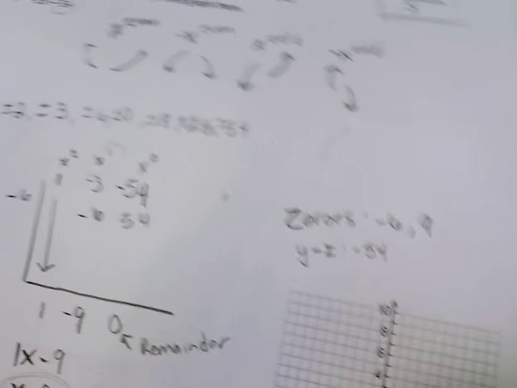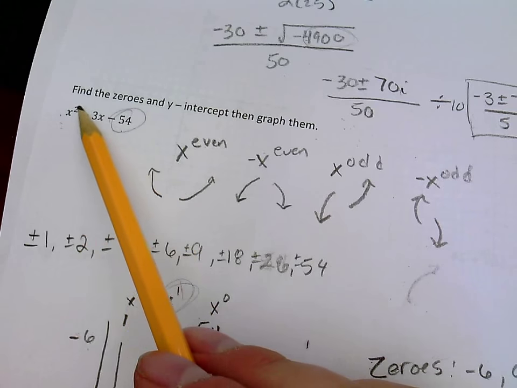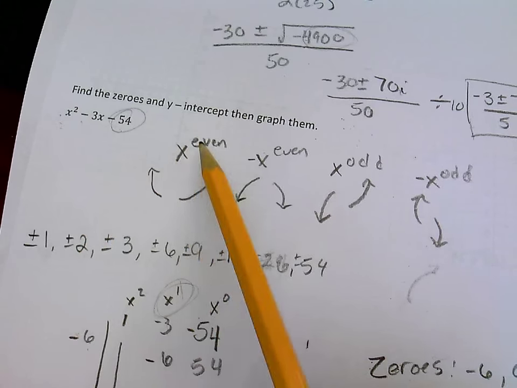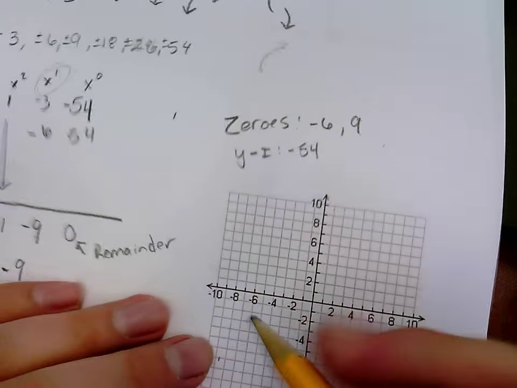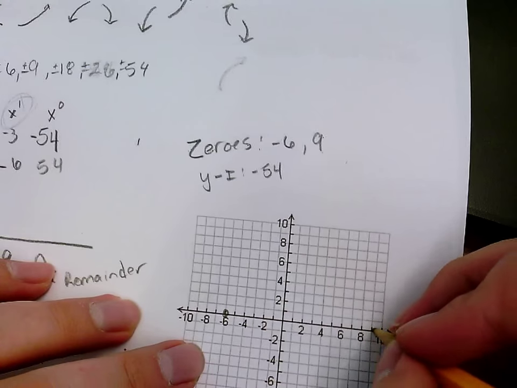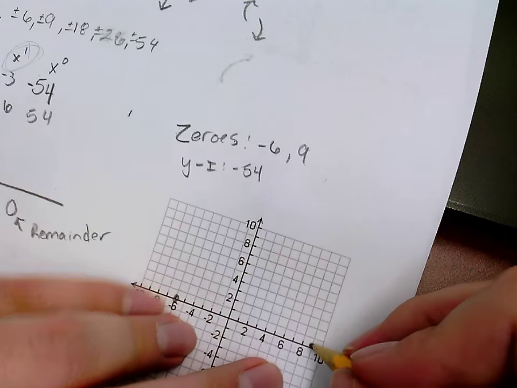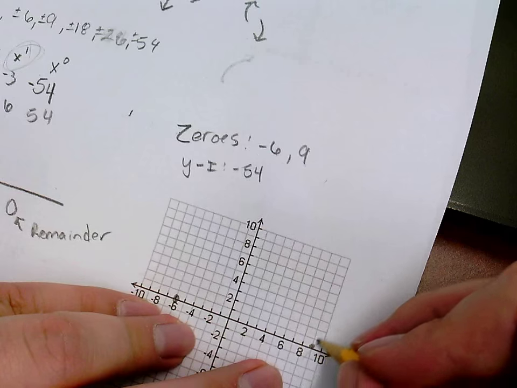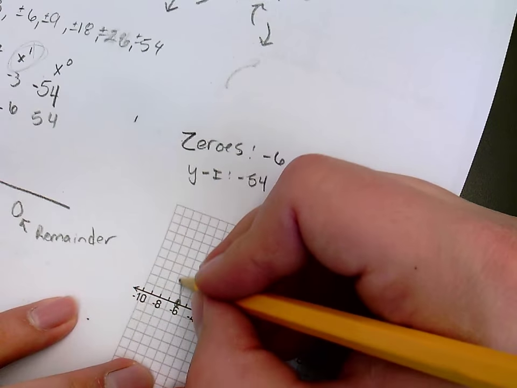Okay. Last but not least, let's look at what the end behavior does. It is x to the 2nd, so we know it's x and it's even. So we know our end behavior is going to go up to the left and up to the right. So I'm going to first put my zeros down, which are negative 6 and 9. Now, because of my end behavior, I know this one's going to go up, and I know this one's going to go up.